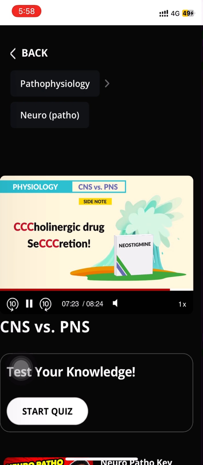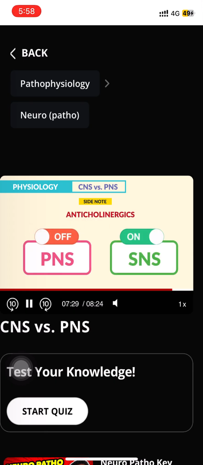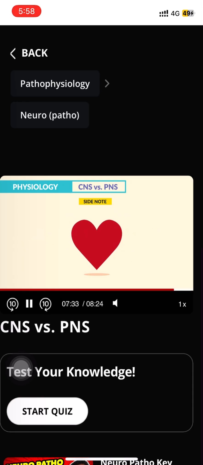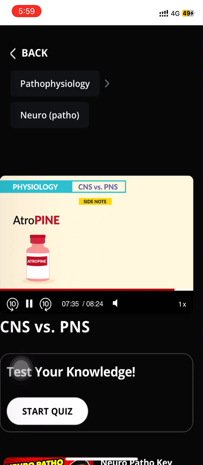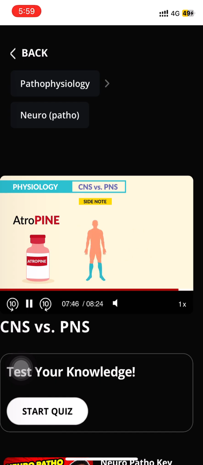Now, on the opposite side, when you hear anticholinergics, just think anti-secretions. We're turning off the PNS to turn on that SNS to speed up the heart rate. So a drug like atropine is our anticholinergic. It makes the heart rate go crazy high, like on top of a pine tree with atropine. But it also makes the body really dry. So just think you can't pee with atropine.